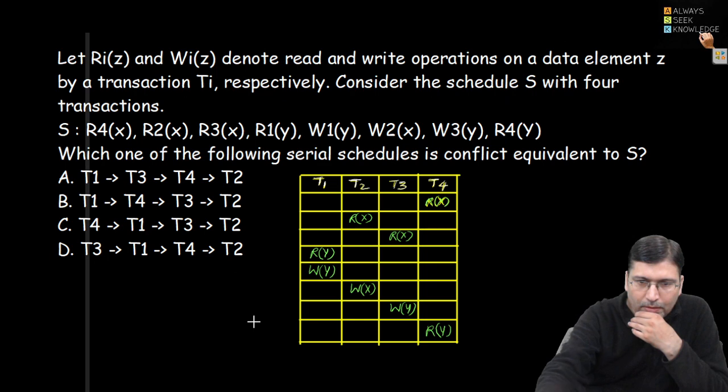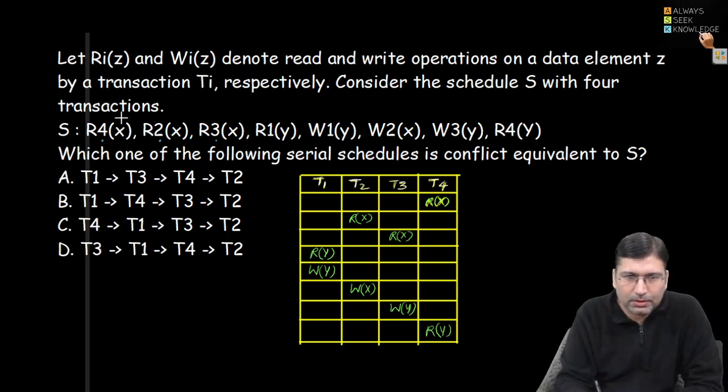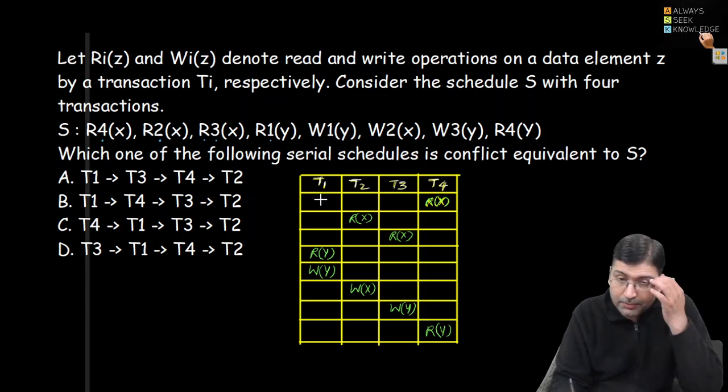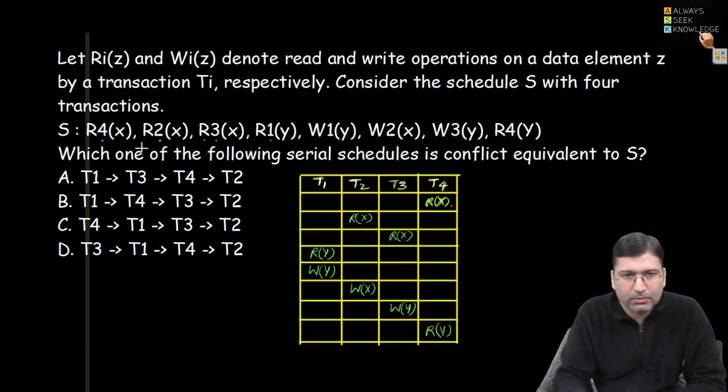So let me draw that. Let's consider the situation in this. These numbers are reflecting transactions. So 4 means the fourth transaction is doing a read operation on this data item X. The second transaction is doing a read operation on X. The third transaction is doing a read operation on X, and so on. So the very first R4, that means the fourth transaction is doing a read operation. So that has been written here. I'm highlighting like this.